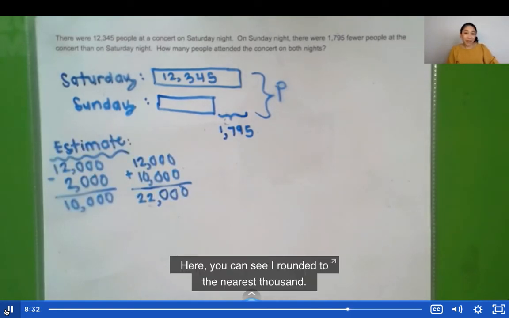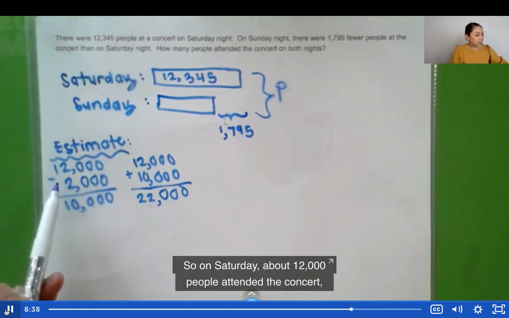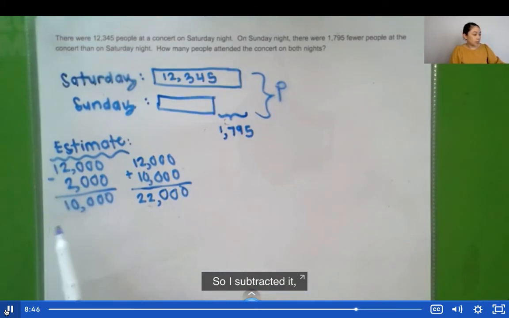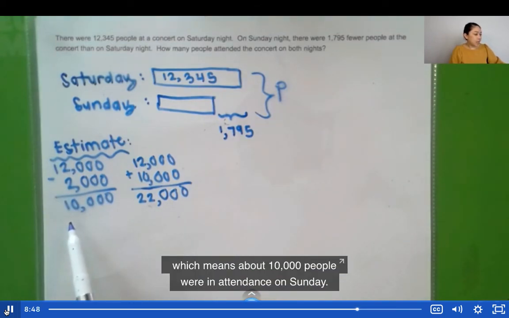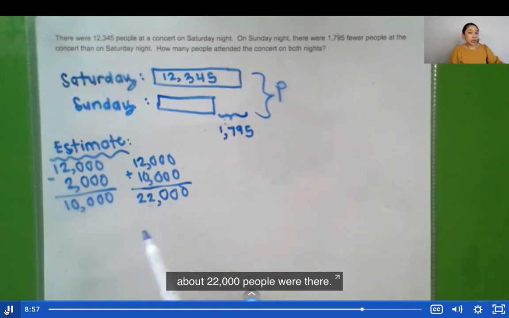Here you can see I've rounded to the nearest 1,000. So on Saturday, about 12,000 people attended the concert. And about 2,000 people less were there on Sunday. So I subtracted, which means about 10,000 people were in attendance on Sunday. I then added those 2 numbers, and that means for both nights, about 22,000 people were there.